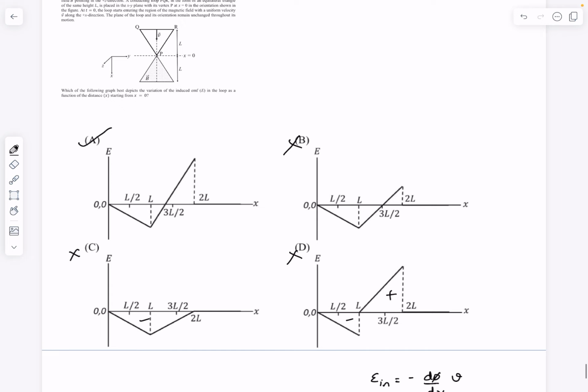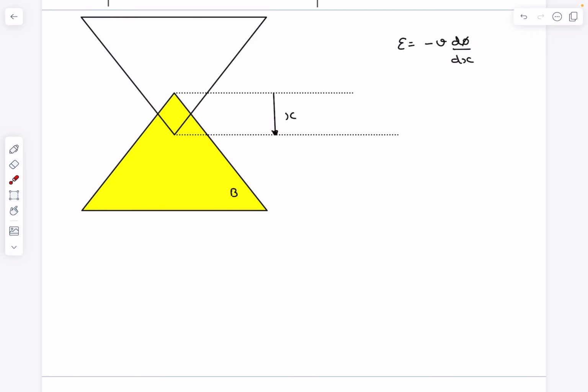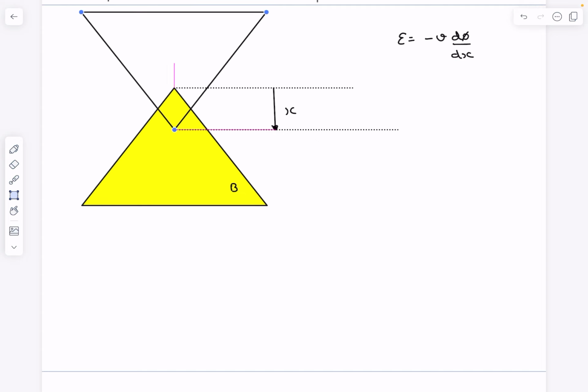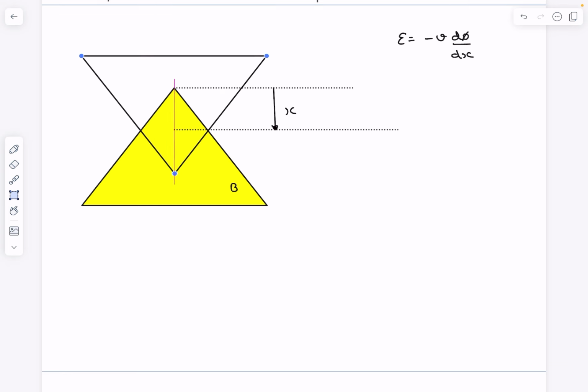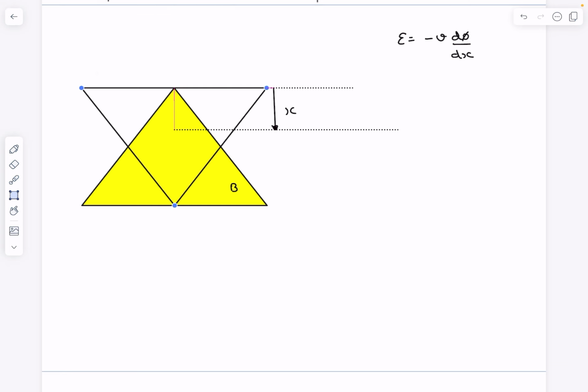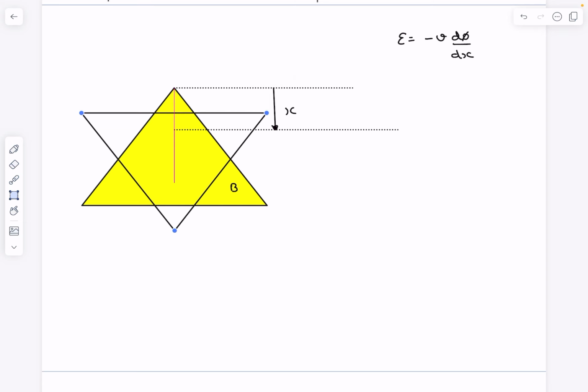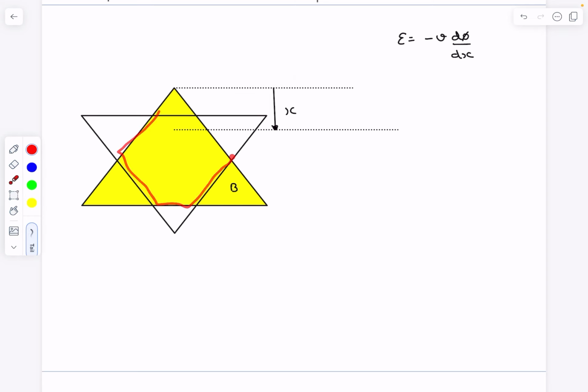So now let's talk about the geometrical way to solve this. Okay, so the idea of the geometrical method is again very simple. All we have to figure out is d phi by dx, right? Now if we just observe the motion of the loop, then from x equals 0 guys till x equals L, the common region is going to be a diamond basically, right? But once it crosses x equals L region, it becomes a hexagon, right? So the function of the area actually changes from x equals L to x equals 2L.